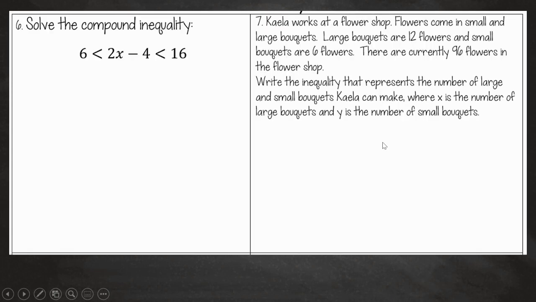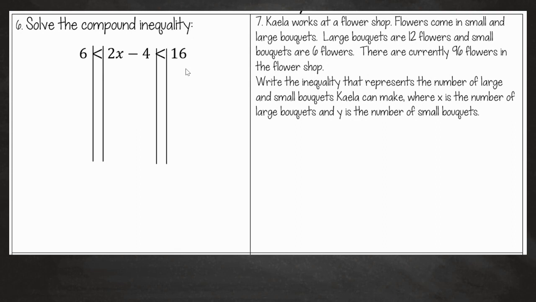Okay, question 6, we need to solve the compound inequality. So 6 is less than 2x minus 4, and 2x minus 4 is less than 16. This is an and compound inequality. So we're treating this essentially as it's two equations. So we're going to do the process, but we're going to do the process all at once.